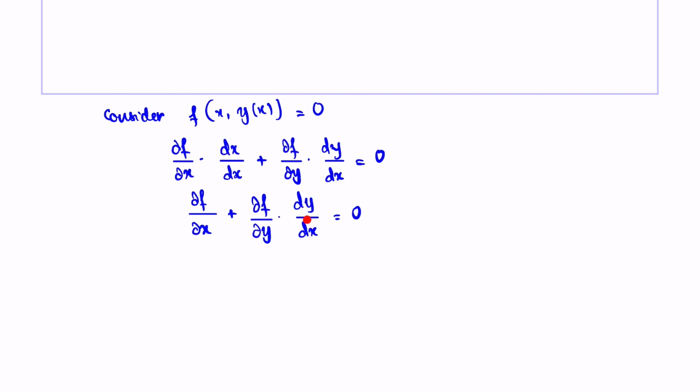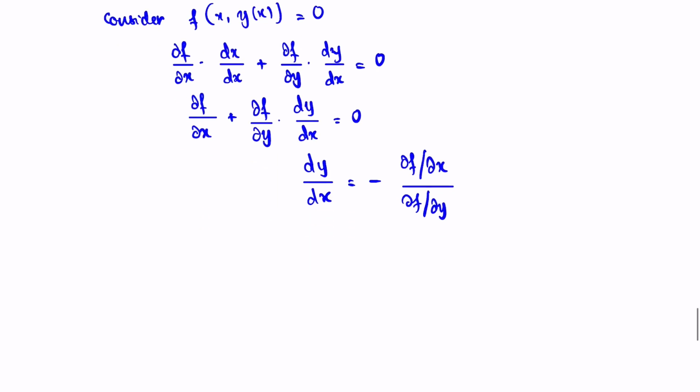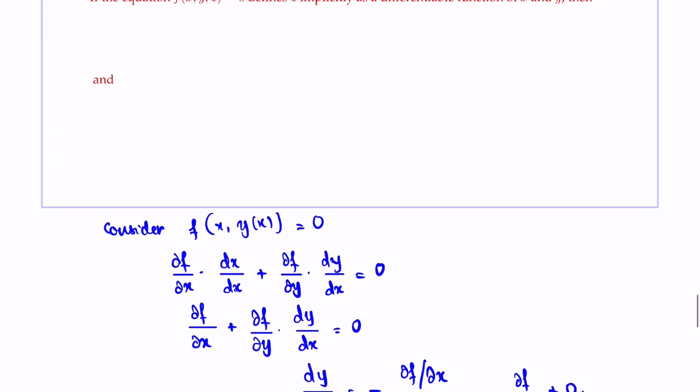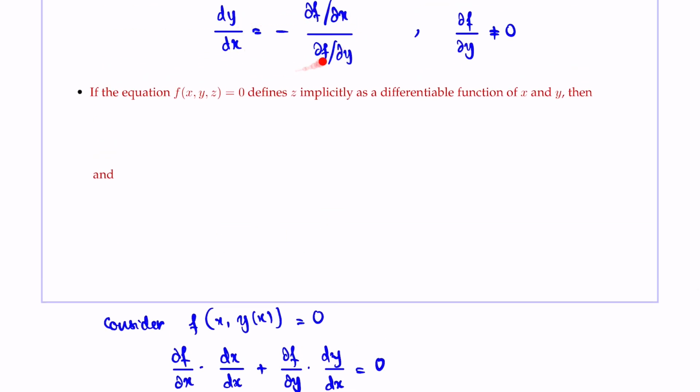From here you're going to solve for dy/dx, and easily we can see that dy/dx is equal to negative partial f partial x divided by partial f partial y. And because you arrive at a fraction, you don't want the denominator to be equal to 0, therefore you impose the condition that partial f partial y has to be different from 0. And that is the result for the formula that we got up here.